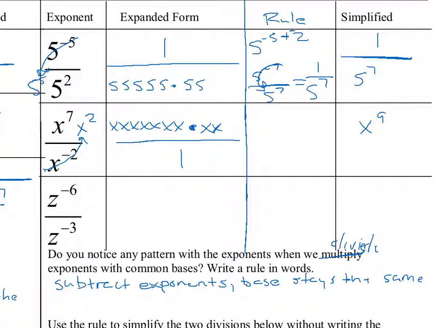If I wanted to do this one by rule, I would have x to the 7 minus negative 2. You just add those because you got a positive plus sign. So here we leave, change, switch, which gives us a positive plus sign. X to the 7 plus 2 would be x to the 9. Okay?